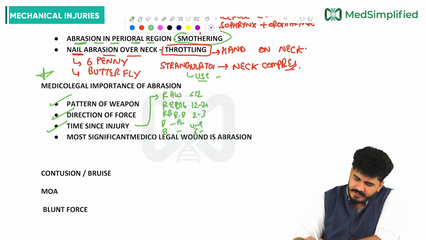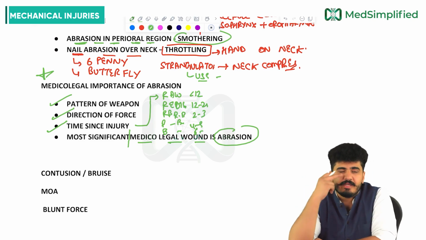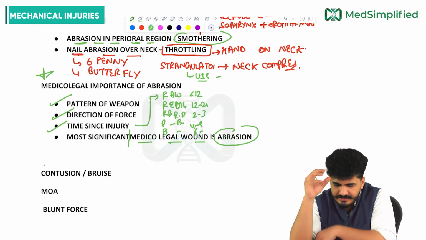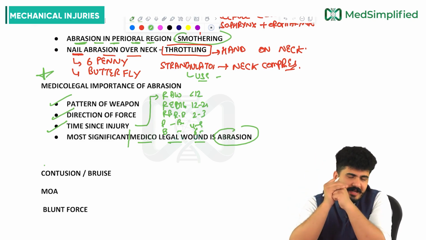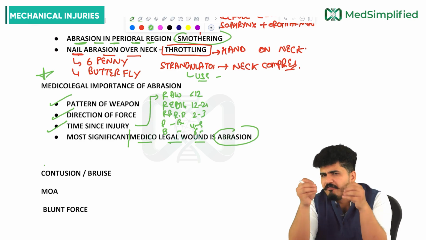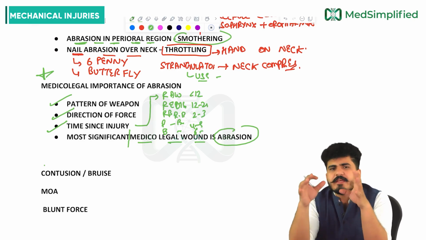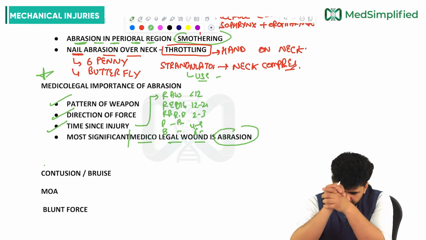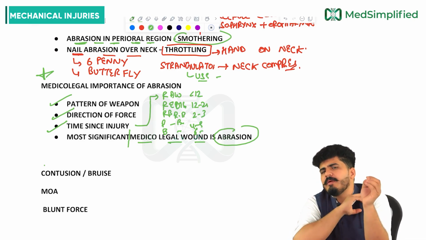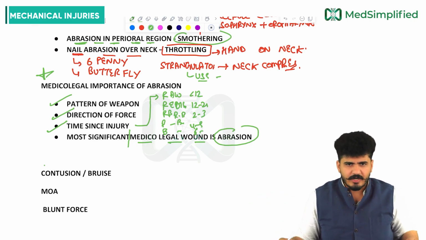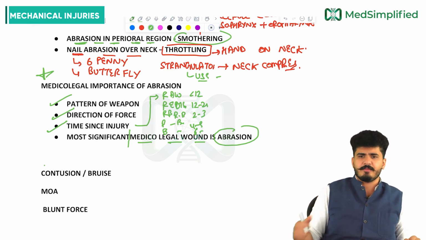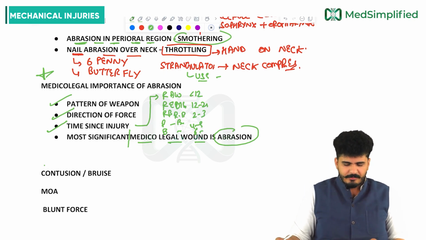Most significant medico-legal wound is abrasion. With abrasion, you can find many things. Many things are associated with the abrasion: pattern, type, force, from where it is coming. Anything can be found with the help of the abrasion. If abrasions are present, you can interpret many things in the postmortem or in the person who got the assault, my dear friends. So these are the things you need to remember here.